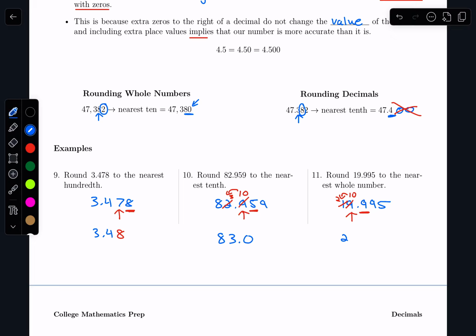So we're going to end up with 20 as our answer, where we don't write any zeros after 20, because the nearest whole number means to round to that ones position, so we should not have any digits past the ones position. We stop right there at 20.